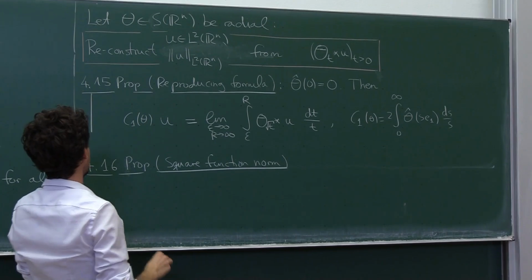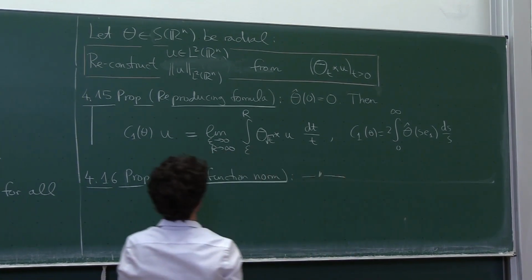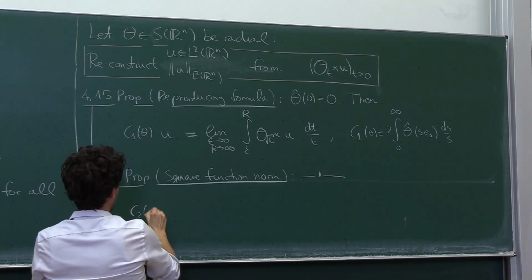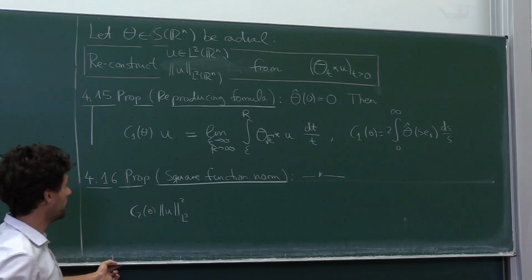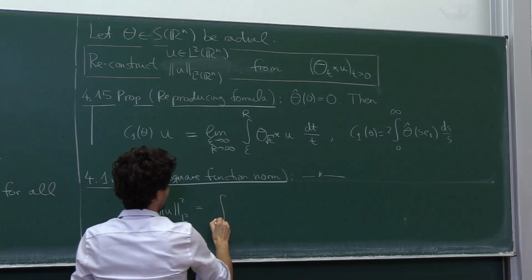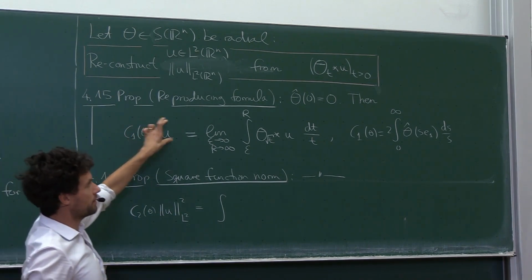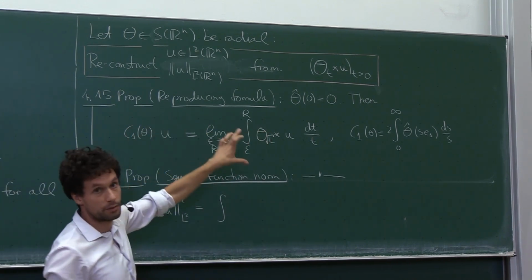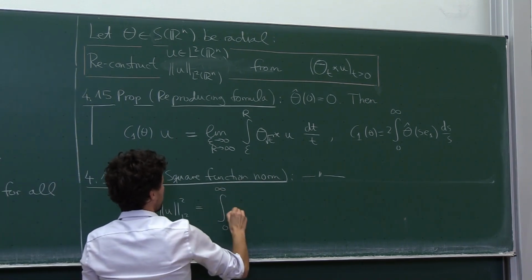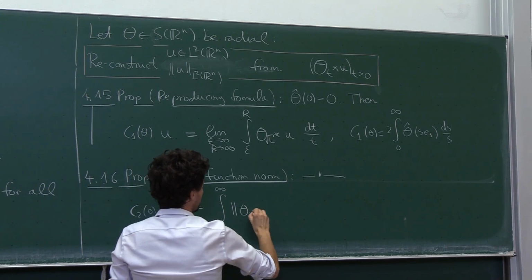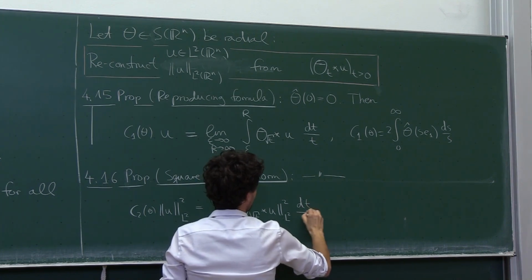Square function norm says that under the same assumptions, you can compute up to a constant the L2 norm of u squared as, well, you do more or less the same thing. You take norms here, you pretend you could put the norms here, you even pretend that you could put the squares here. The thing works out, so you get the integral from 0 to infinity of theta squared of t convolution with u, L2 norm squared, dt over t.